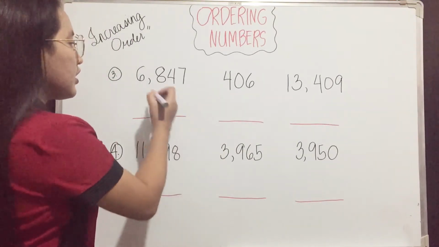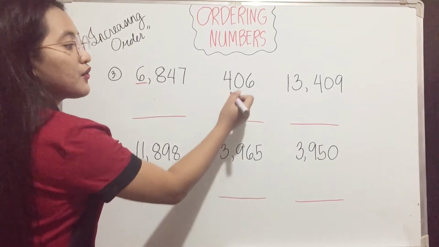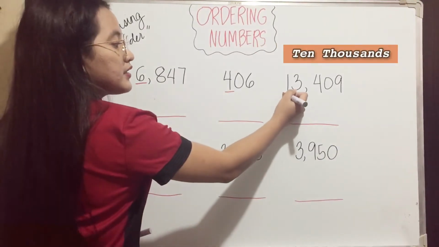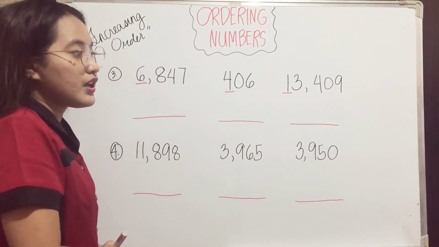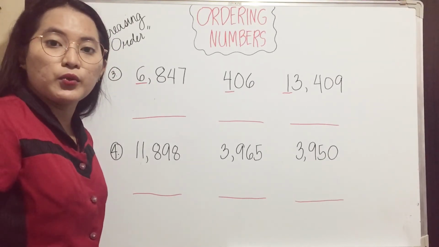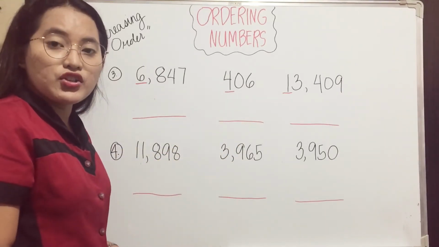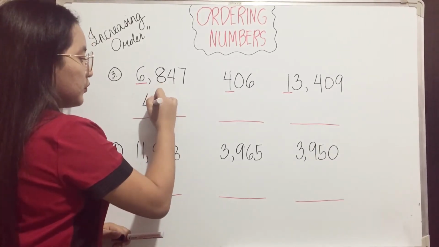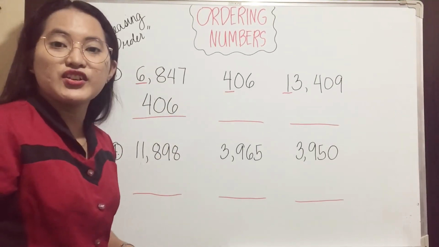Okay? We have here the thousands. 6 is under the place value of thousands. 4 is under the place value of hundreds. 1 is under the place value of 10,000s. Now, which among the three has the lowest place value? Very good. The 4, because 4 is under hundreds. Therefore, it is the lowest value. That is the trick there.